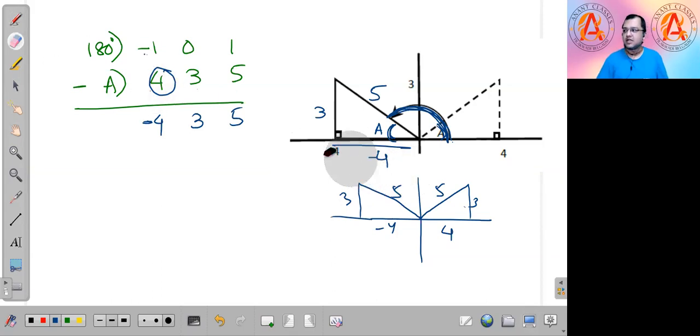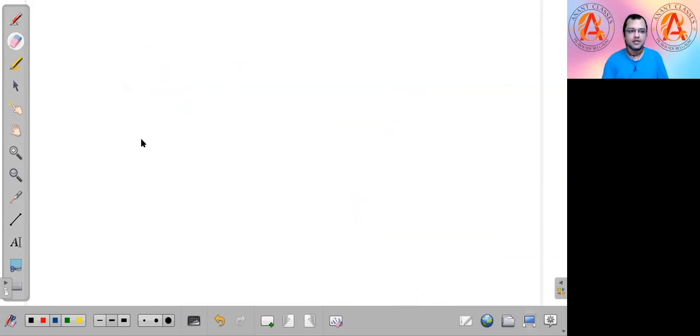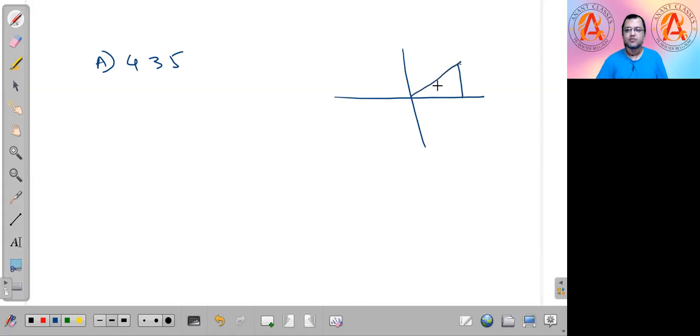Achha. Now let's see another type. Suppose I have this triple of A, 4, 3, 5, this A, and we want to add 180 degree. Adding 180 degree means we are adding one straight line. This entire straight line is what we are adding. So what happens is this triangle gets formed. We are adding this full straight line. Clear? Everyone is able to follow, I hope.